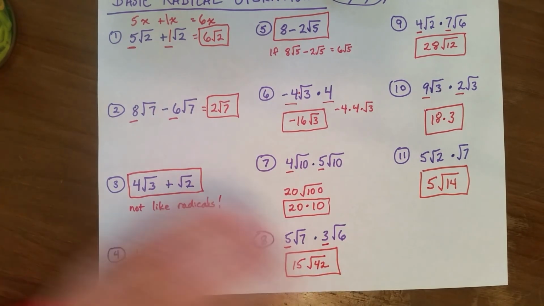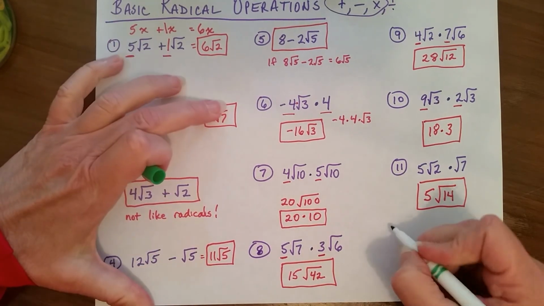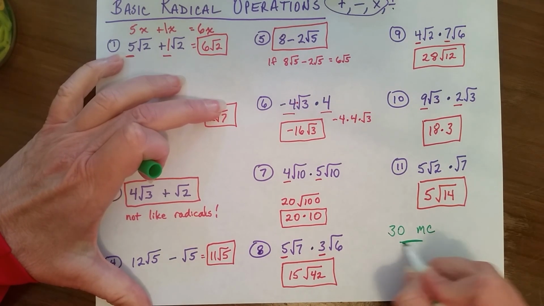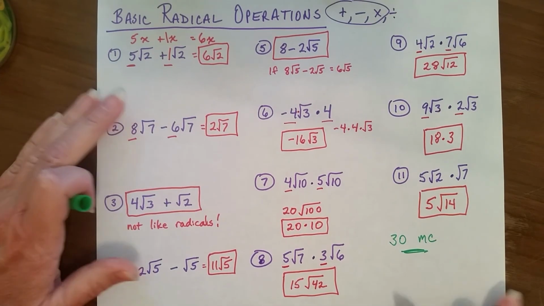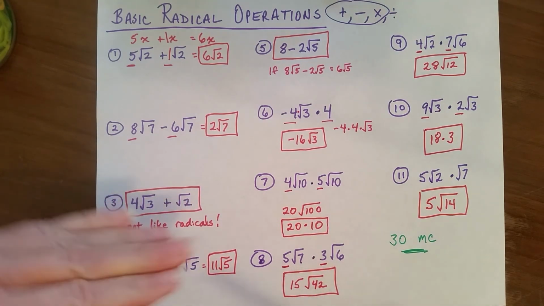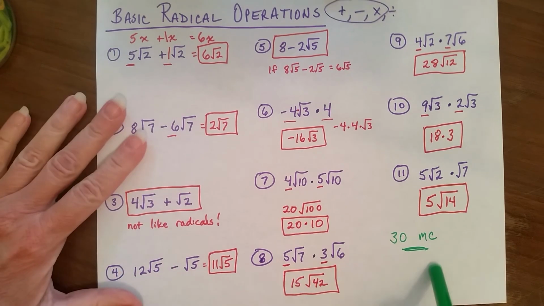Okay, so what I'm going to have you do is 30 multiple choice. It's a timed thing. So 30 multiple choice, and I'm going to give you a lot of time, over 5 minutes, because there again, accuracy is more important than speed. I like accuracy. So let's go ahead and do that.